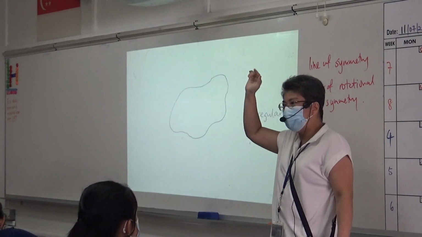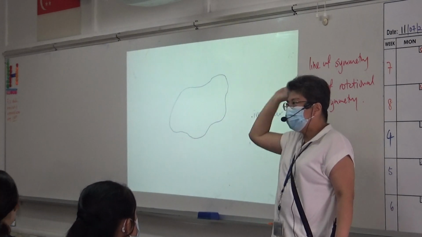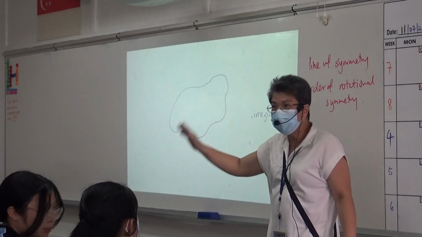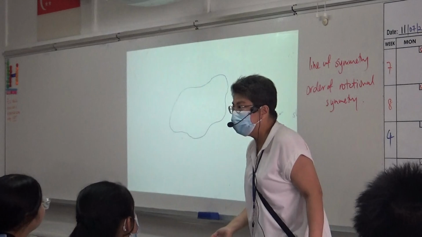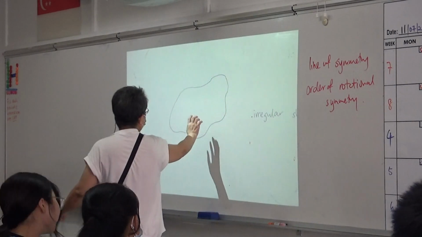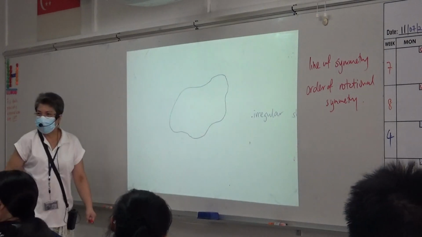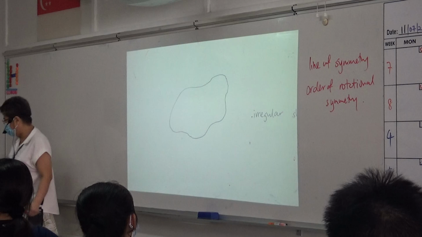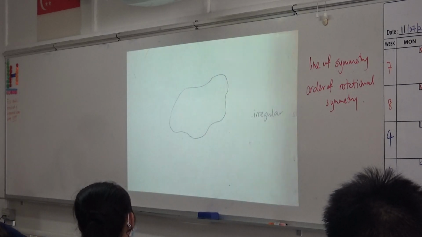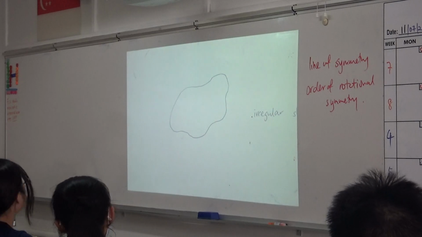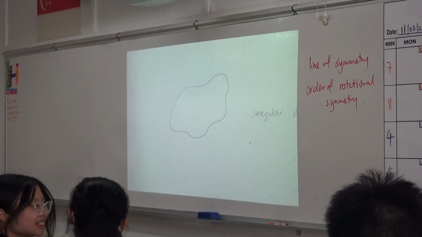Now, then let me just explain. Some figures can have no line of symmetry. Some figures can have what? Many lines of symmetry. Do you understand? Okay. You look at this particular figure. It's an irregular shape. Do you think there's a line of symmetry? No. Okay. Very good. No is the correct answer. If you say yes, then you come and draw from here. Okay. Now, next one.